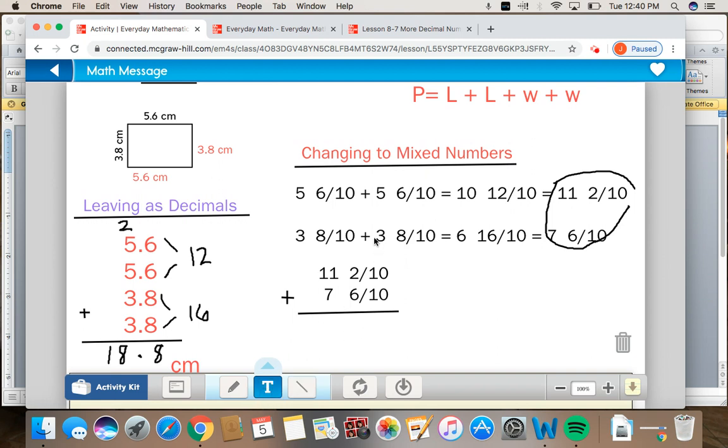And let's see, I know my fractions over here, I only add the numerators, which are the 2 plus the 6, and that gives me an 8. And my denominator stays the same as tenths. And over here for my whole numbers, I have 11 plus 7, which gives me 18, which gives me a total in this case. Let me just straighten this up as 18 and 8 tenths centimeters.